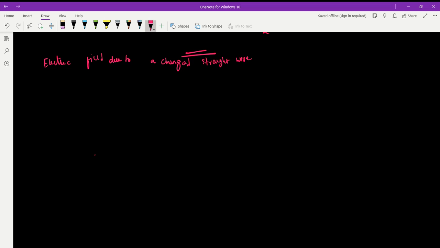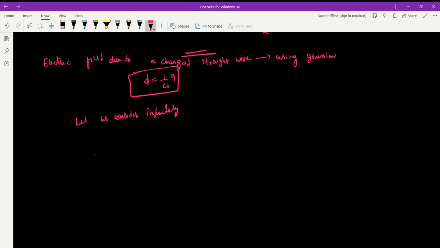So we have to derive the electric field due to a charged straight wire using Gauss's law. So what does Gauss's law state? That the flux is equal to 1 by epsilon naught times the charge enclosed in it. That is the Gauss's law statement. So let us consider an infinitely long straight wire. So this you have done in your class 12 also.